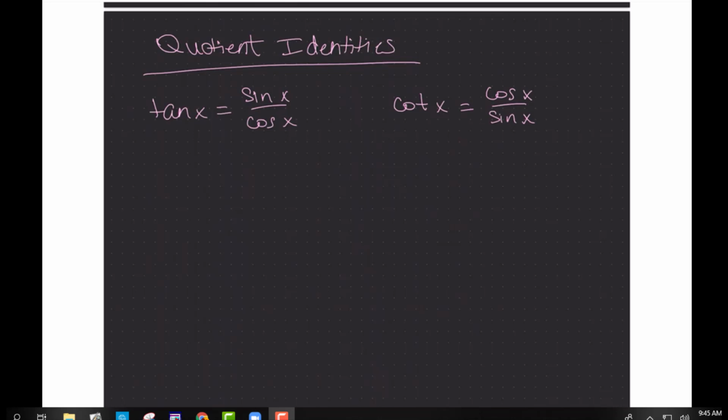All right. And then that last one that we went over in chapter 4 was that Pythagorean identity. So let's write that one down as well. Just a little refresher.